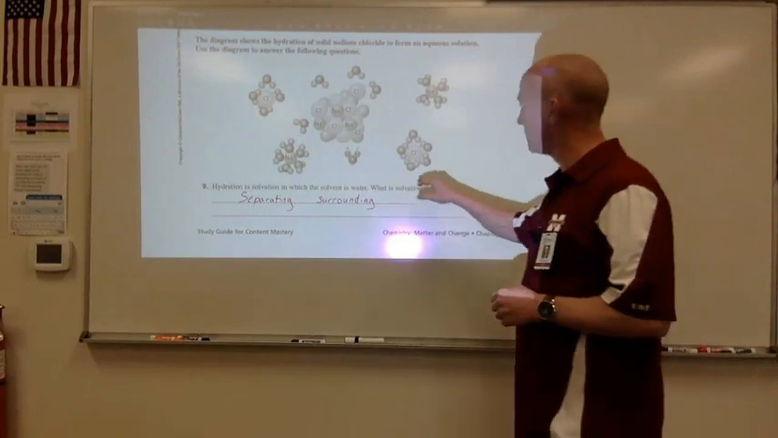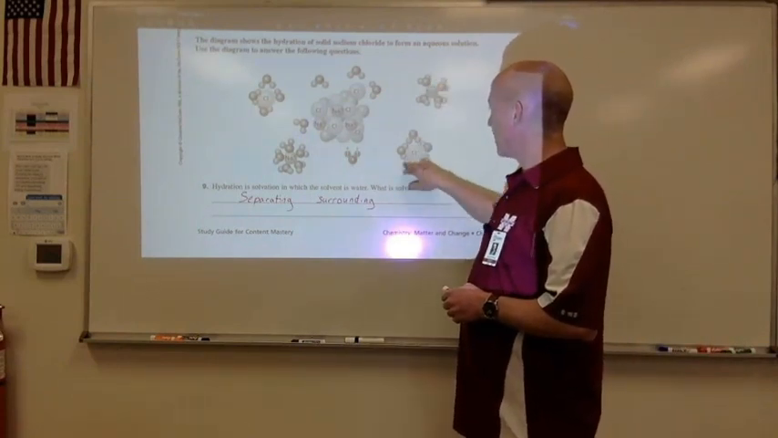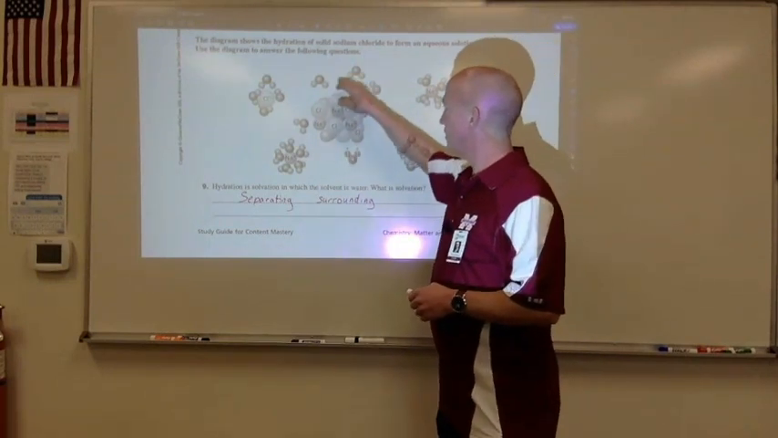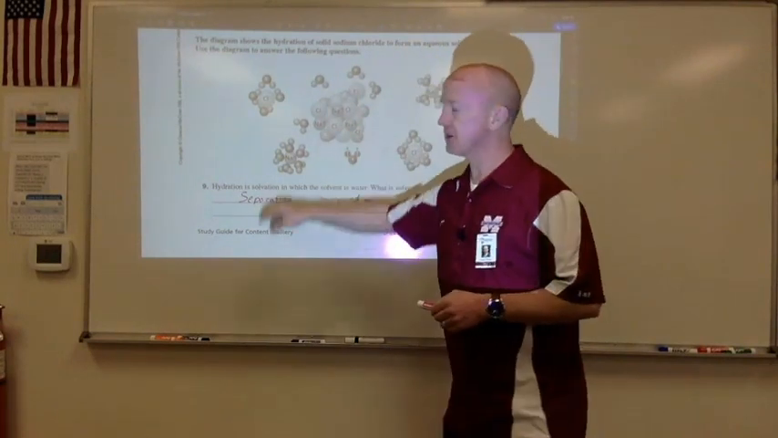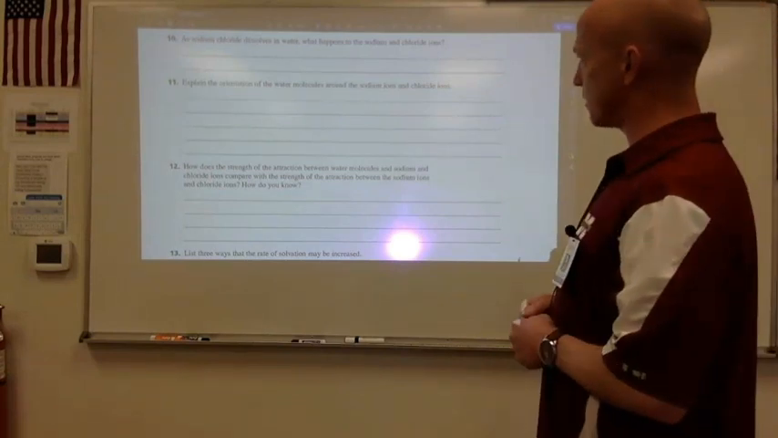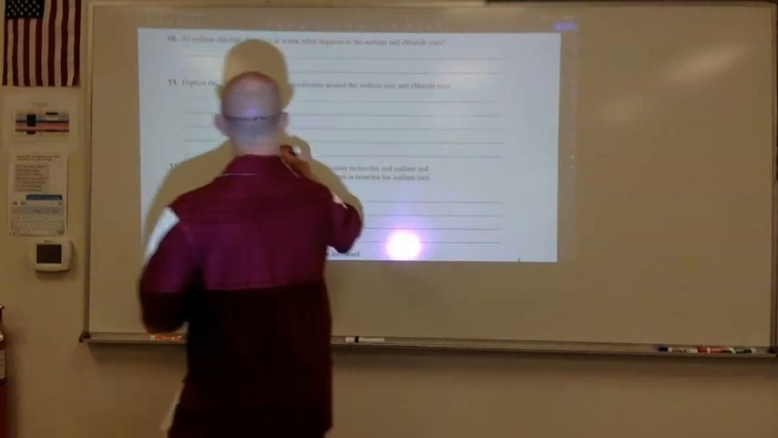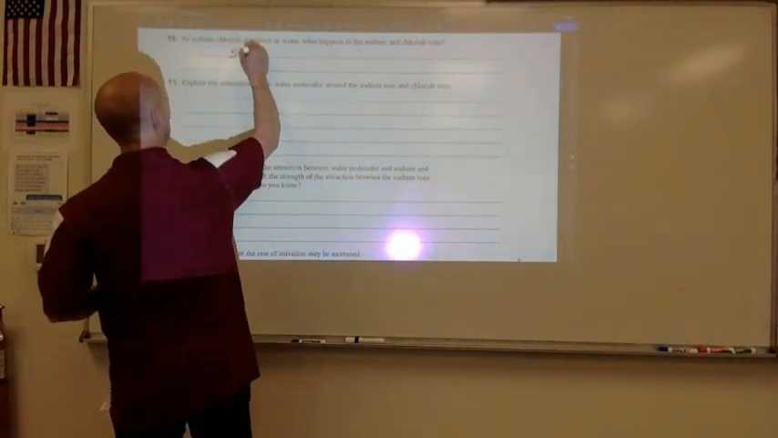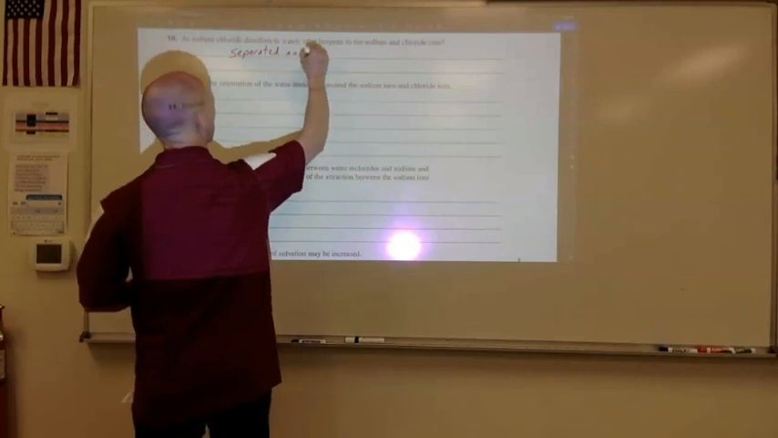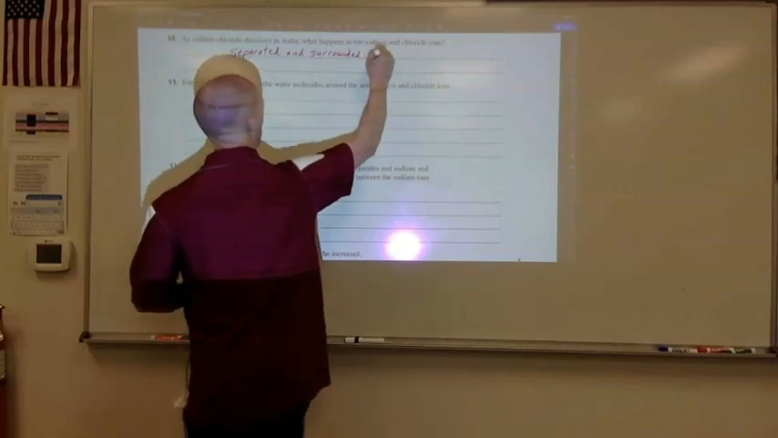So here we see the solute particles, sodium and chloride, being surrounded by, in this case, water as the solvent, and so water molecules are separating them and surrounding them. So the next page, number 10, as sodium chloride dissolves in water, what happens to the sodium and chloride ions? Well, they are separated and surrounded by water molecules.